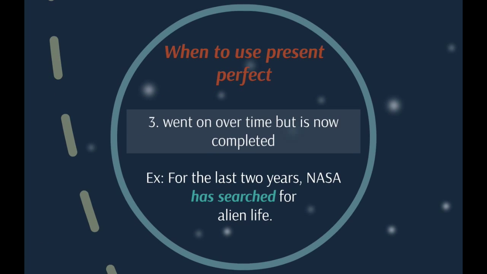The third time that we use the present perfect tense is when we are talking about a very recently completed action, or an action that went on over time in the past and is completed at the moment of speech. An example of this is, for the last 2 years, NASA has searched for alien life. Here, we've used the present perfect tense because the action was continuous and ongoing over a period of 2 years.